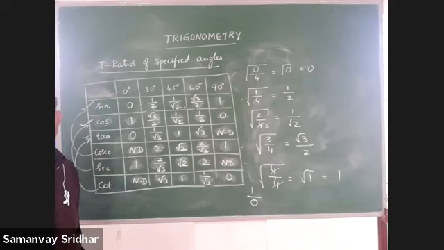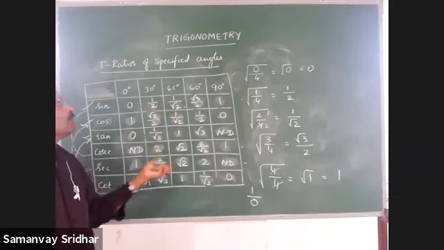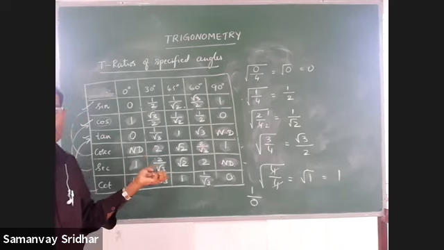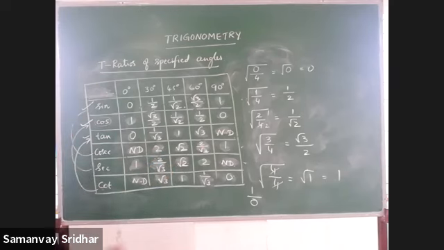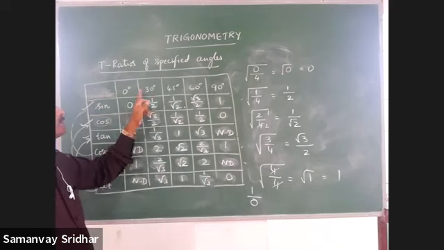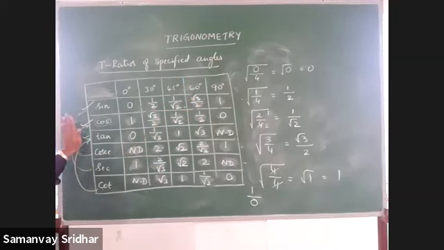Is it okay? Read out. This is nothing but the T ratios of specified angles. Here the specified angles are nothing but 0 degree, 30 degree, 45 degree, 60 degree, and 90 degree. If you need the values of other angles, then we have to go for tables, which are ready. But this year we don't want that, right? So this year we have only 0, 30, 45, 60, and 90. For these only, the values are enough. If you learn this much, it is more than enough.